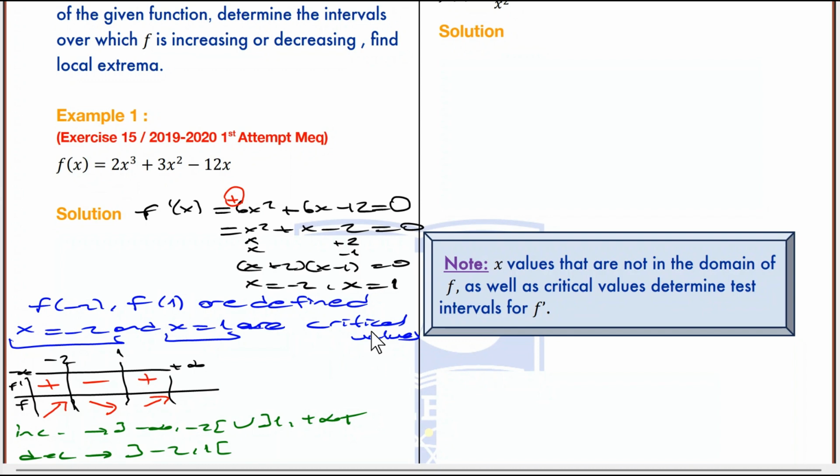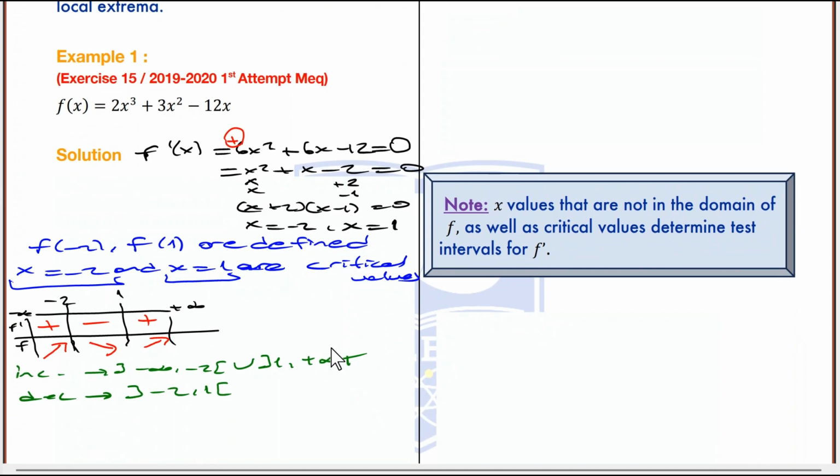So one last part of the question. We checked increasing and decreasing intervals. Now it's time to find local extrema. The extrema occur at critical values. Whenever the function is increasing at first and then decreasing, there is a local max. Here, for example, it is increasing at first and then decreasing, so there is a local maximum at x equals minus 2. The function is decreasing at first and then increasing, so there is a local minimum at x equals 1. Okay, this is how you find local maximum and minimum.